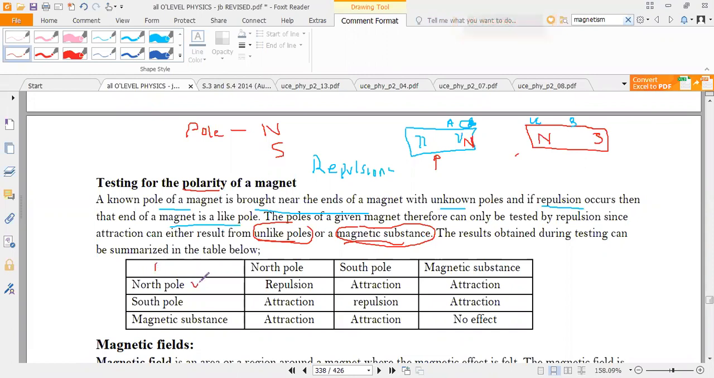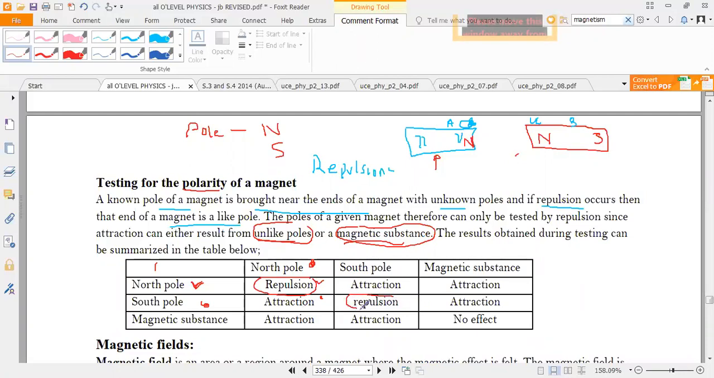For example, if the other magnet whose poles are known is brought to the magnet which we are testing, and there is repulsion, then it means that the magnet has a north pole. If you bring a south pole to this other magnet and there is attraction, then it can either mean it is a south pole or it is a magnetic substance. So we don't conclude on this. The only sure test that we conclude is the repulsion test, this one and this one.